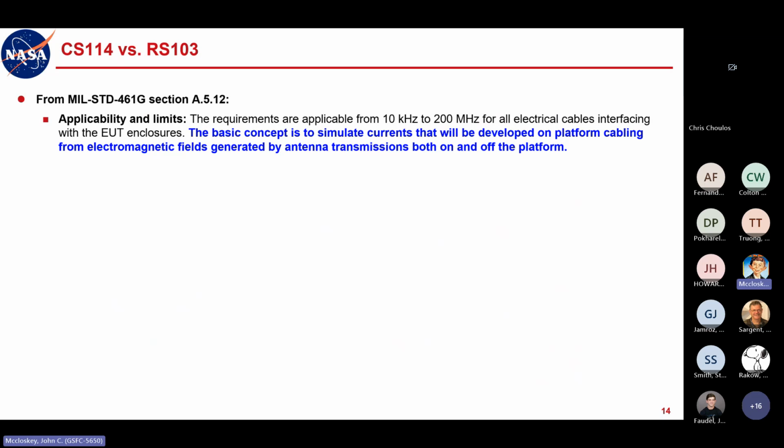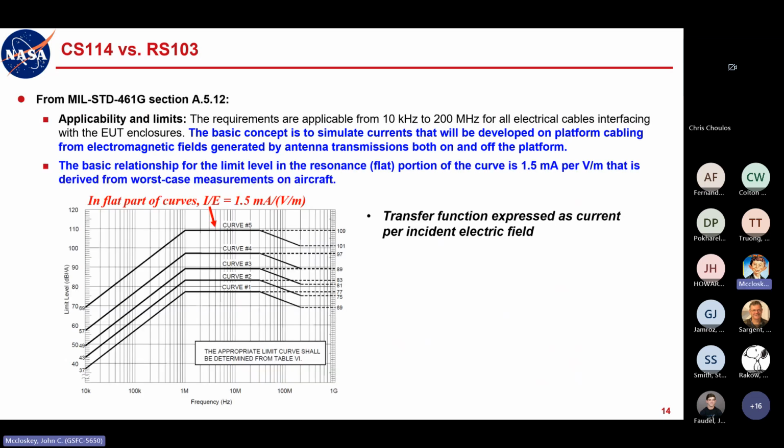So CS114, and this is right, chapter and verse from the mil standard. I do this as much as I can to just let you know that I'm not making things up. But the highlighted text there: the basic concept for CS114 is to simulate currents that will be developed on platform cabling from electromagnetic fields generated by antenna transmissions both on and off the platform. And the basic relationship for the limit level in the resonance or flat portion of the curve is 1.5 milliamps per volt per meter, which is derived from worst case measurements on aircraft. And that's all chapter and verse from the mil standard.